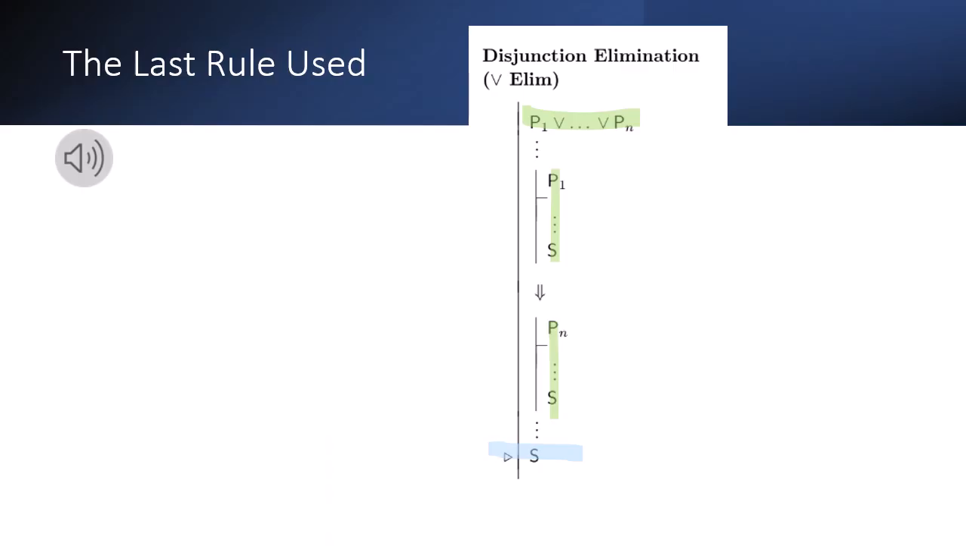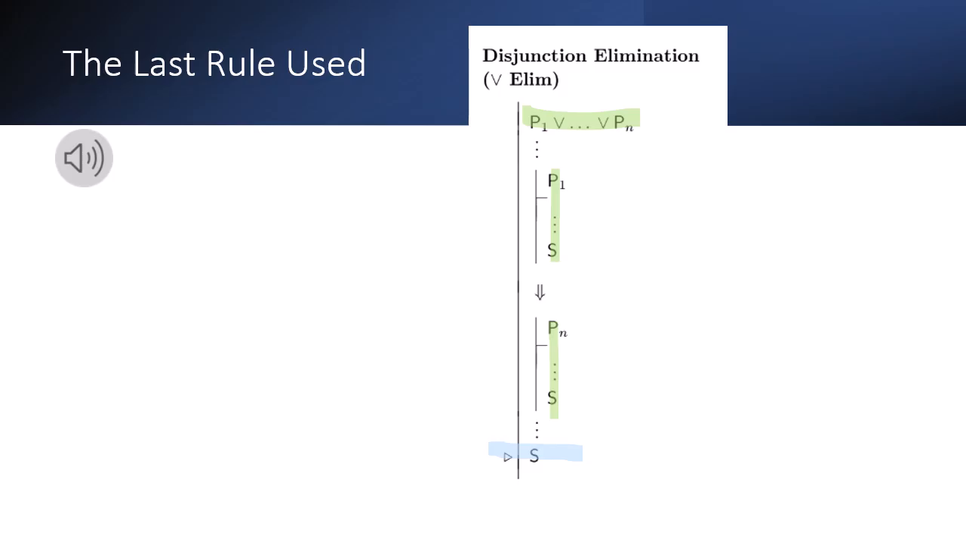The last rule that we can apply in a proof is essentially any of them. There are no rule restrictions like we had in the base case. But before we jump into analyzing them rule by rule, let's first talk about how we might use our inductive assumption.